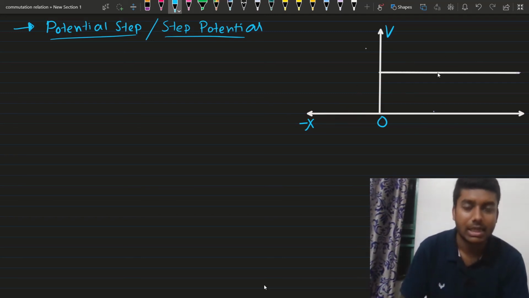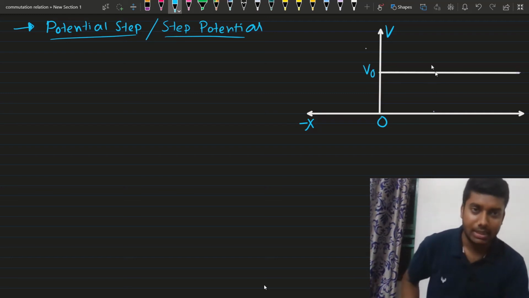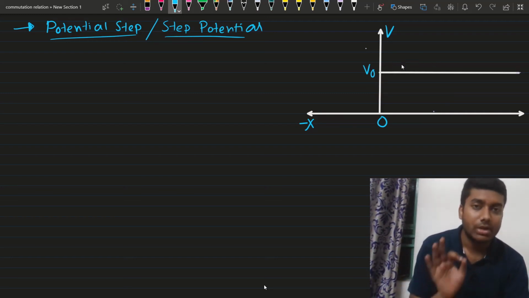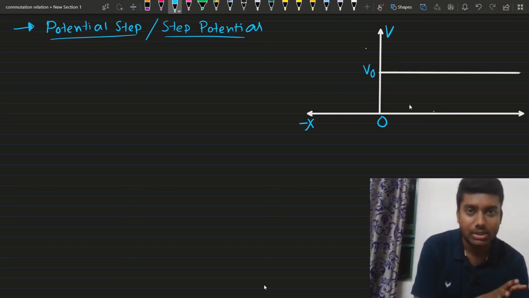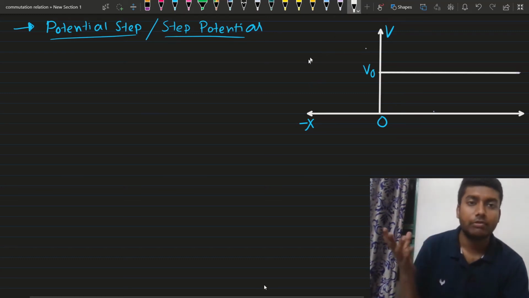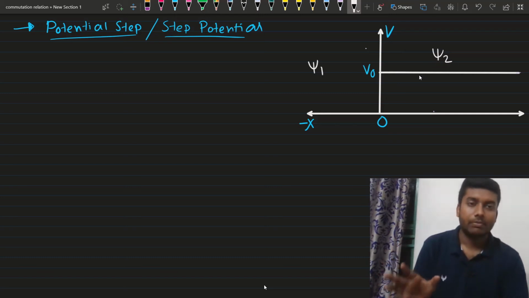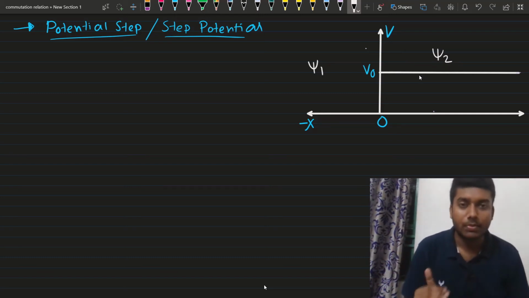But in this region there is a restriction, there is a potential, and the value of the potential is V naught. Suppose this height is V naught, so there is a potential in this region, so the electron is not free in this region. So what will be the wave function in this region and in this region? In two cases, so two separate cases.